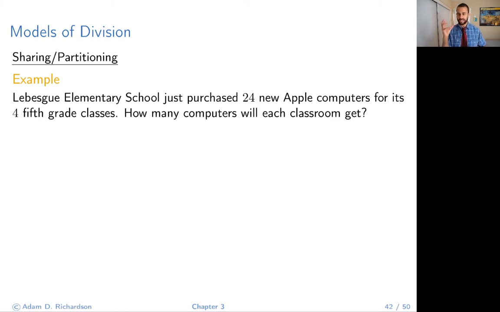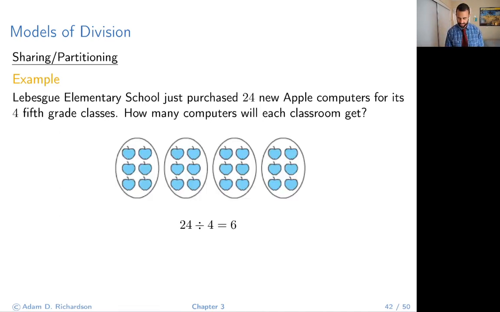Notice that this one is conceptually different than the last one. Now you can see 24 computers and you're going to start partitioning that group. So this is pictorially what's going on. This is the partitioning method.